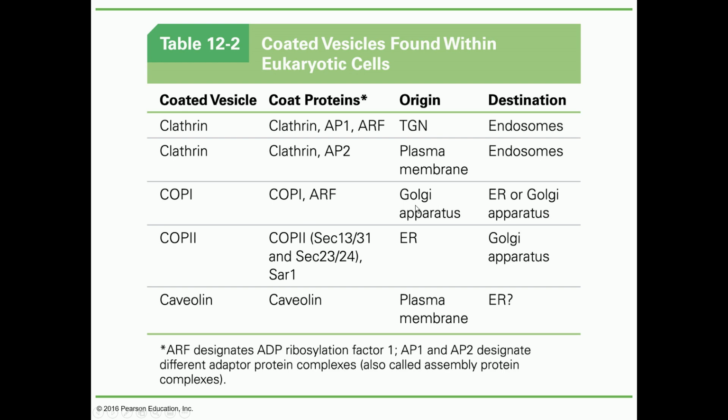Okay, so these are the vesicles which originate from Golgi. They can go back to Golgi or they can go back to ER. And coat protein 2 coated vesicles have these proteins in them. They originate from ER and go to Golgi. So these are all basically coated vesicles, and this table shows from where they originate and what the destination is.